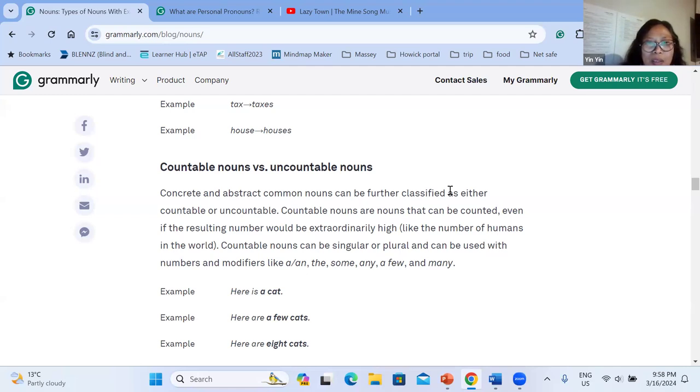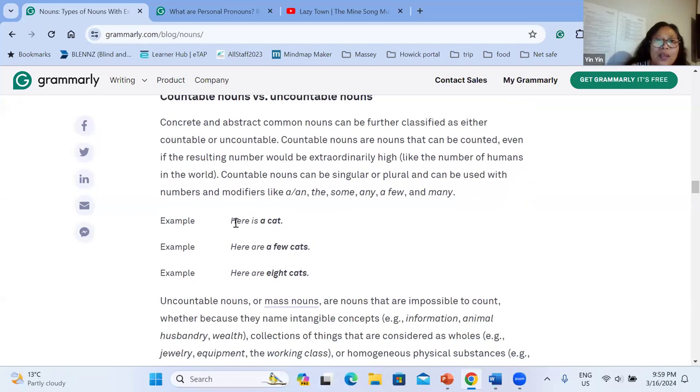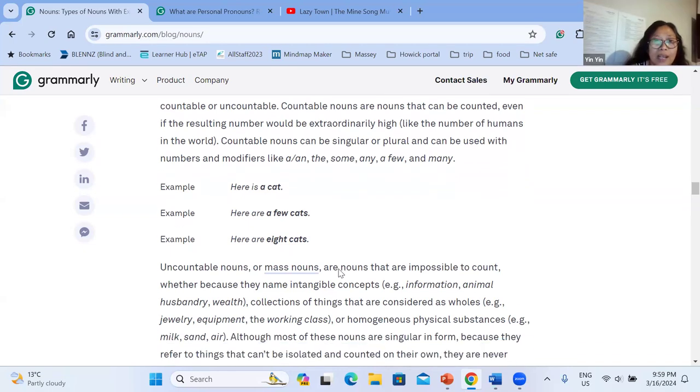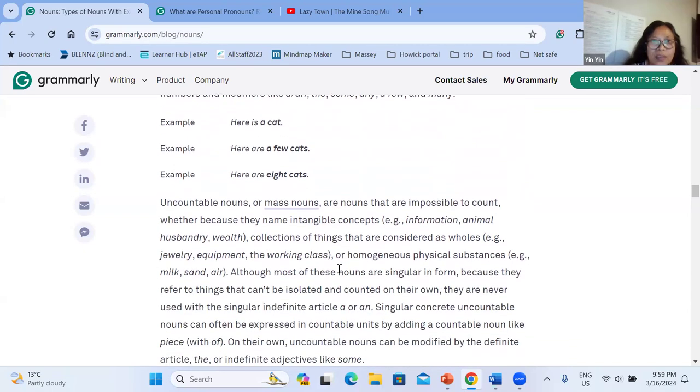Countable nouns can be singular or plural and can be used with numbers and modifiers like a, an, the, some, any, a few, many. For example: here is a cat. Here are a few cats. There are eight cats.